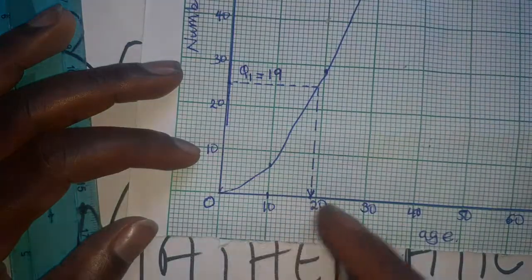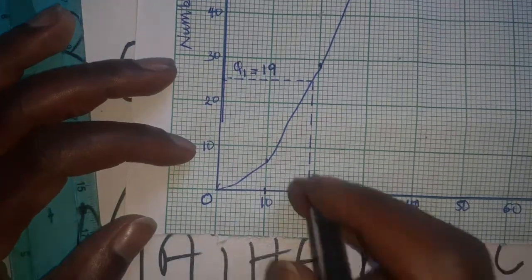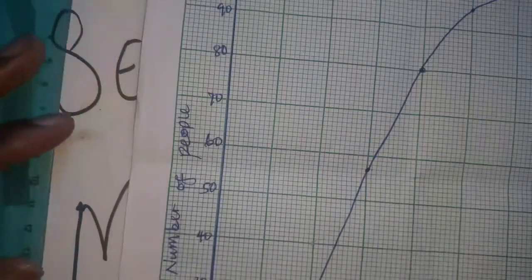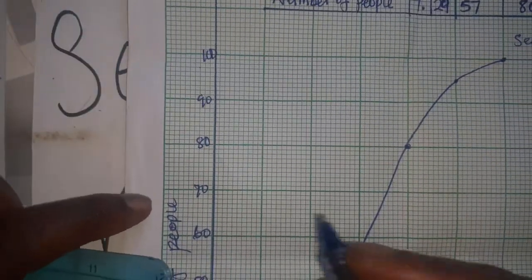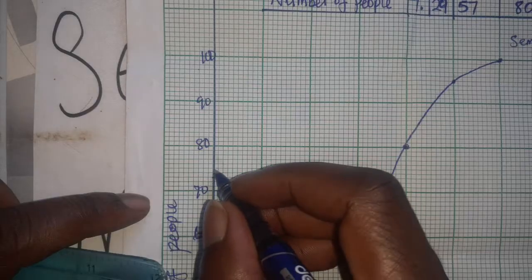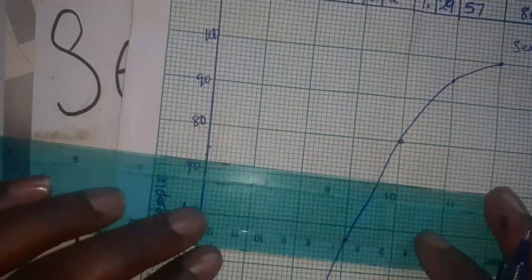Remember, because we're talking about age, this could be 19 years. Then we go to 75, which is the upper quartile. We go to 75, 1, 2, 3, 4, 5. We do the same thing.